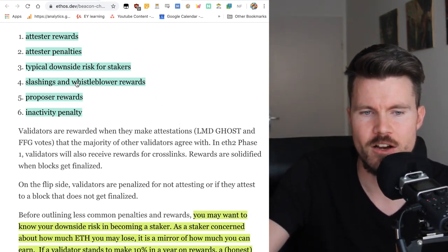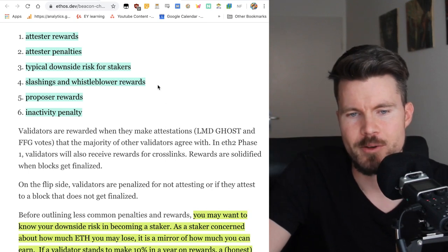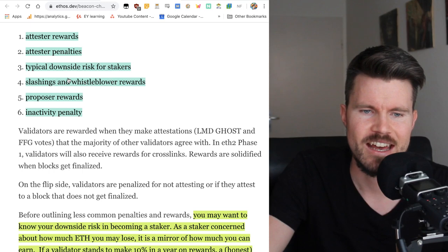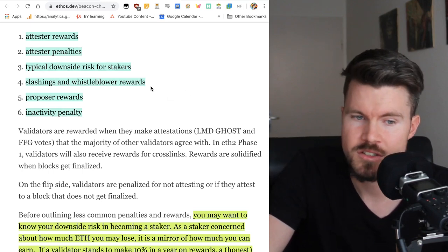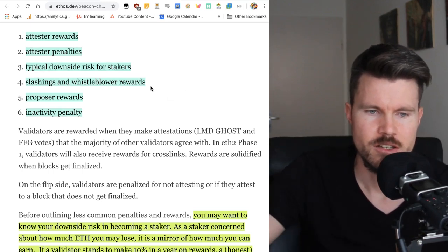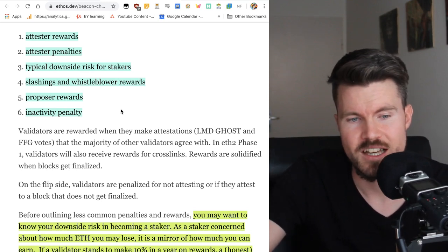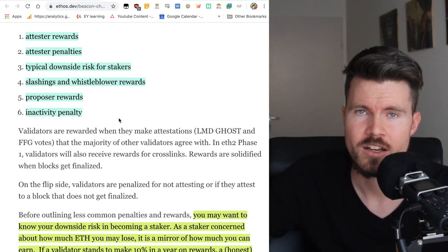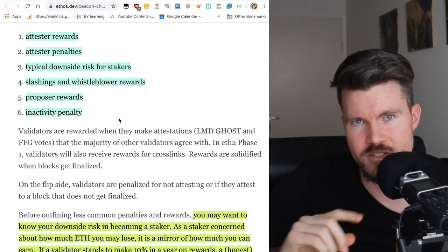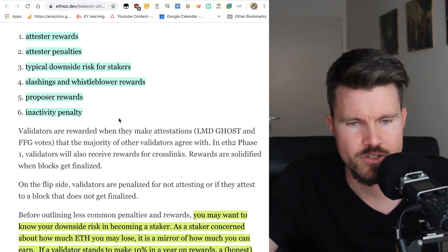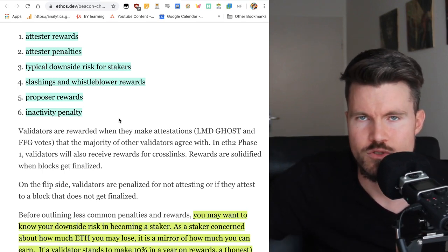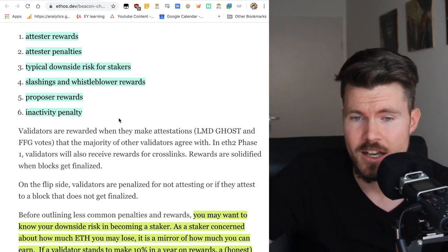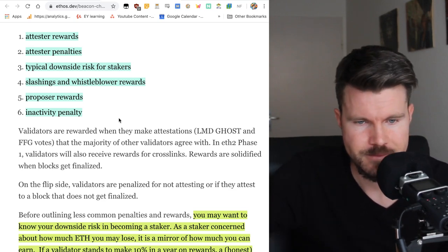However, I want to point out for the whistleblower rewards that during phase zero, the whistleblower will not get any slashing rewards, only in later stages. Then five is proposal rewards, and six is inactivity penalty. I've had a lot of people asking about the inactivity penalty, so I'm sure that this part will interest you a lot, because I'll also show how much you can actually lose by becoming inactive. And this is very, very important, especially if you want to become a validator.